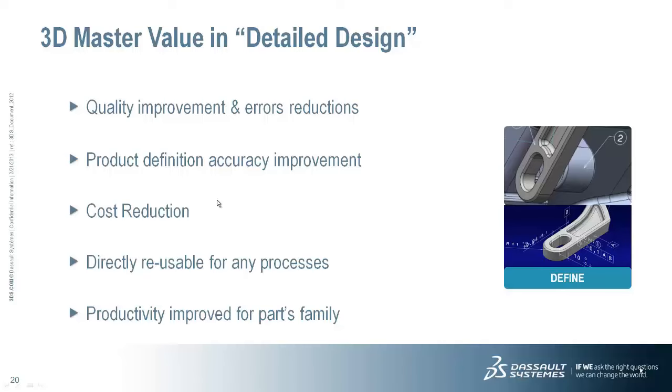So let's summarize. What value did we bring to the detailed design phase? So first, we're improving the quality. We're working on 3D geometry, and there's no misinterpretation. Errors are identified early. Second, product accuracy is improved due to the 3D access. And one of the impacts is that of cost reduction. It can also be reused by any process, and reuse of functional descriptions among part families.